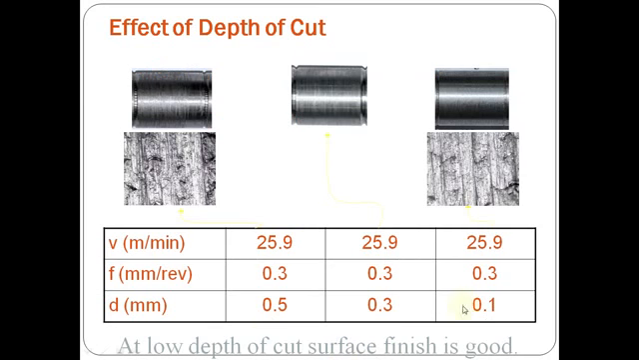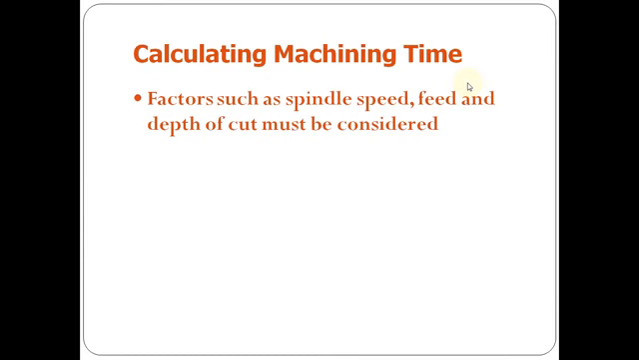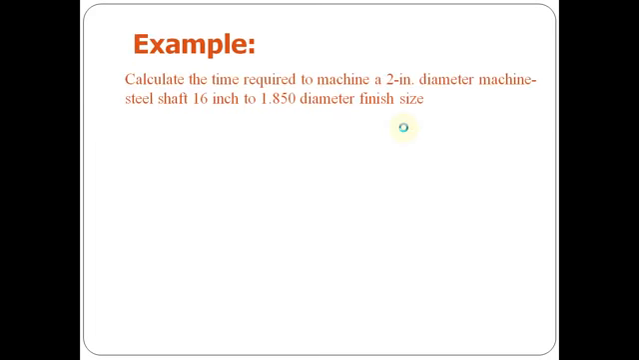This is the effect of depth of cut: as the depth varies, the surface finish changes. In this case, the lower the depth, the better the surface finish possible. Proper control over these three parameters will give effective machining. These parameters influence the machining time, and hence the machining time indirectly decides your production rate and the cost involved.